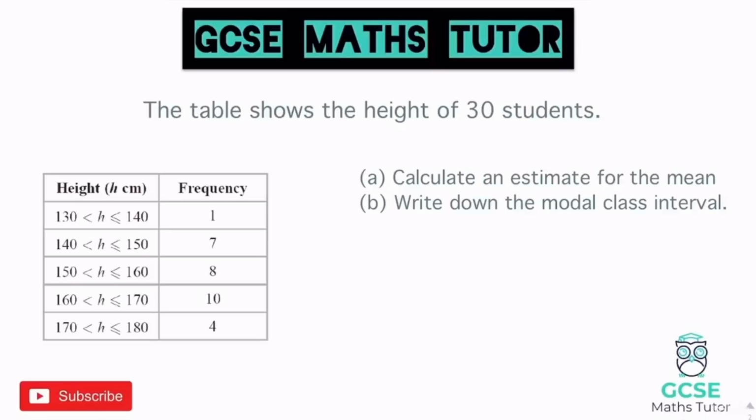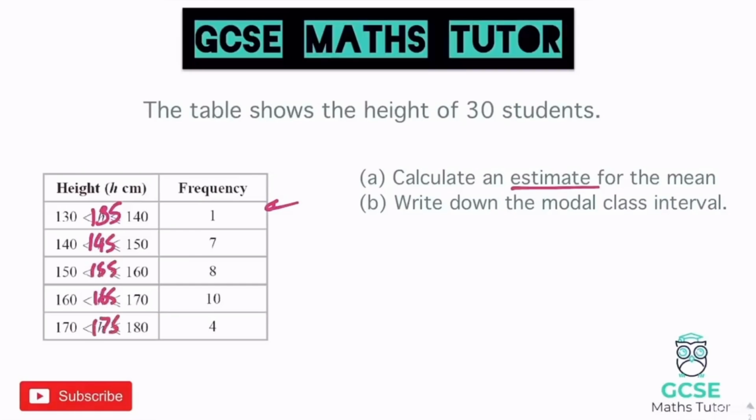So the reason it says to find an estimate for the mean is because we can't get an exact mean, because we don't actually know, particularly looking at just this first row, what that person's height actually is. It's one person between 130 and 140. There could be anything, 132, 138, anything in between. So what we do is we pick the midpoint. So in between 130 and 140 is 135, and we're just going to use that as an estimate for the height of that person. And we'll do the same for all the others, 145, 155, 165 and 175.